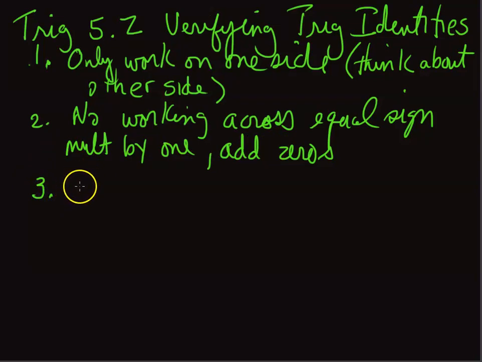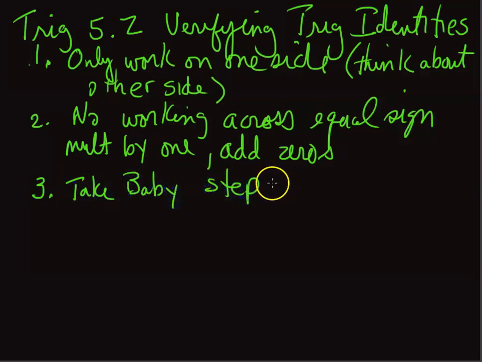Now you can write reasons, but you must take baby steps. Baby steps means you can't all of a sudden get the answer. It's not going to work. The answer you know because it's the other side of the equation. You've got to show me, so that I can follow it, what steps you took logically to get there.